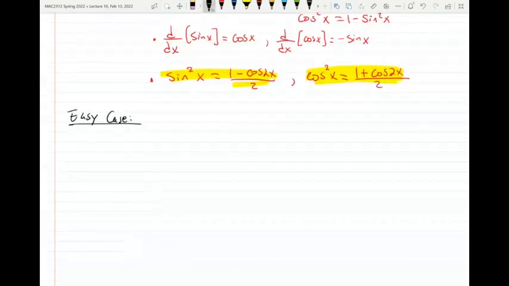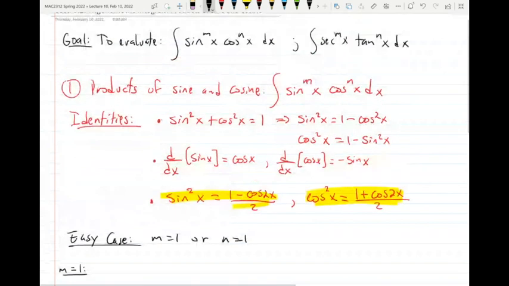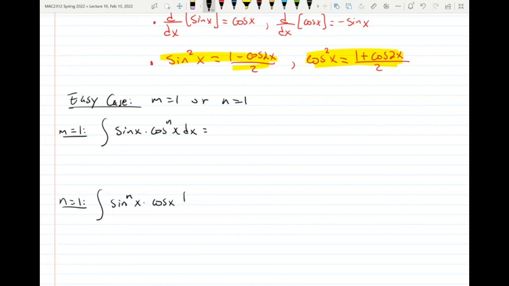All right, so the easy case. What's the easy case? The easy case is when either m or n is equal to 1. It doesn't really matter. In other words, if you have the m equals 1 case, where m was the power of sine, that is if you have just one sine, and then cosine to whatever power you want. And the other case would be when you have sine to whatever power you want, but then there is only one cosine. If you manage to do this, this is super easy. Let's see. How do we do the first one?